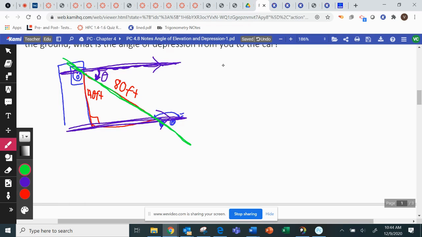What were you going to say, Brandon? I was going to say alternate interior is the same angle. So that angle that's theta here is also theta here. So alternate interior angles are the same. Perfect. So now we actually have that angle on the inside of our triangle. So let's find that angle. According to angle theta, what side is 40? Opposite.